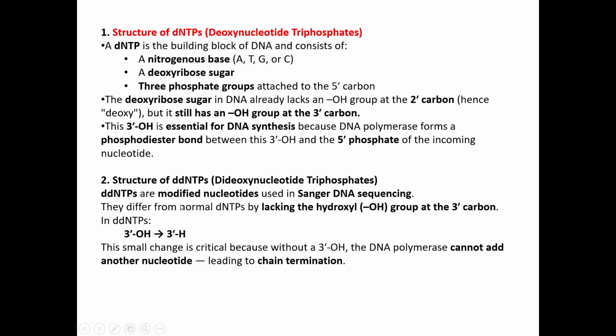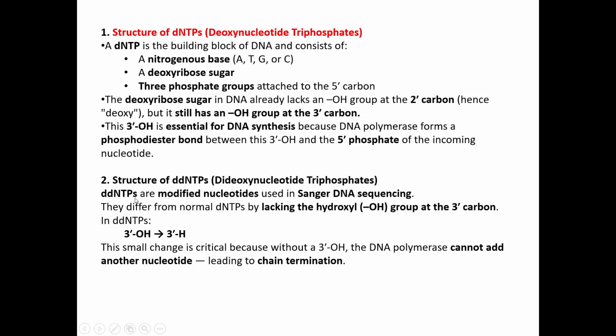Then we have dideoxynucleotides, which are ddNTPs. So here we have dideoxy. This is deoxy because it has no OH group at the second carbon. This is dideoxy, so it doesn't have an OH group at the second carbon and at the third carbon. Here we use the third carbon's OH to form a phosphodiester bond between nucleotides. But ddNTPs lack this third carbon OH group.